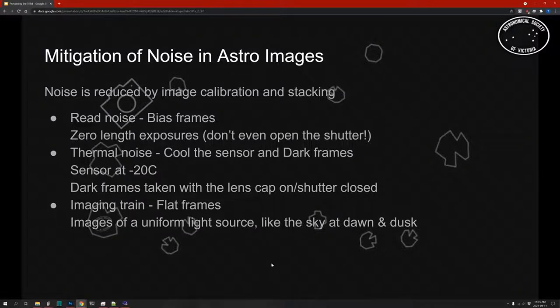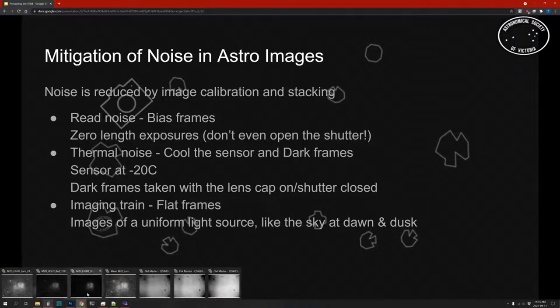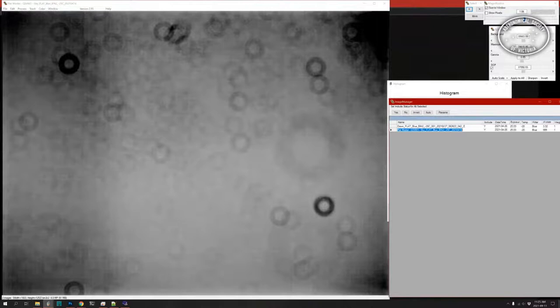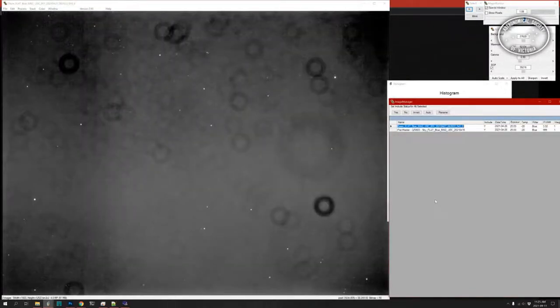And I take sky flats by taking images of the sky at dawn and dusk, in a part of the sky that's away from the sun and hopefully doesn't have any gradients in it. And I can show you what a flat frame looks like. It's something like that. That's a blue sky flat. It's a dawn flat, that one. It was taken at dawn with the blue filter.